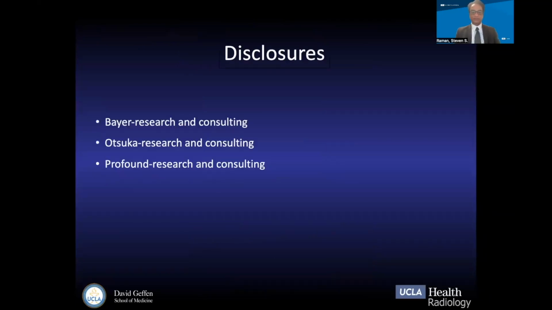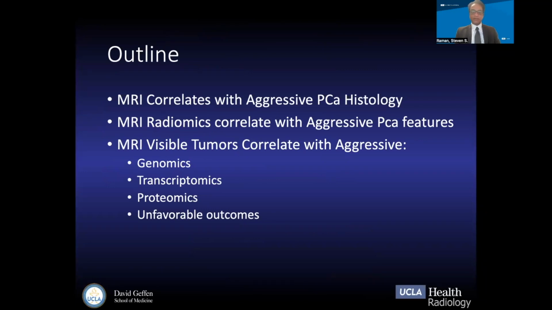These are my disclosures. In this talk, we will focus on how MR correlates with aggressive prostate cancer histology, radiomics correlate with aggressive prostate cancer features, and MR visible tumors in general correlate with aggressive biology downstream, including genomics, radiomics, and now proteomics, with unfavorable outcomes.